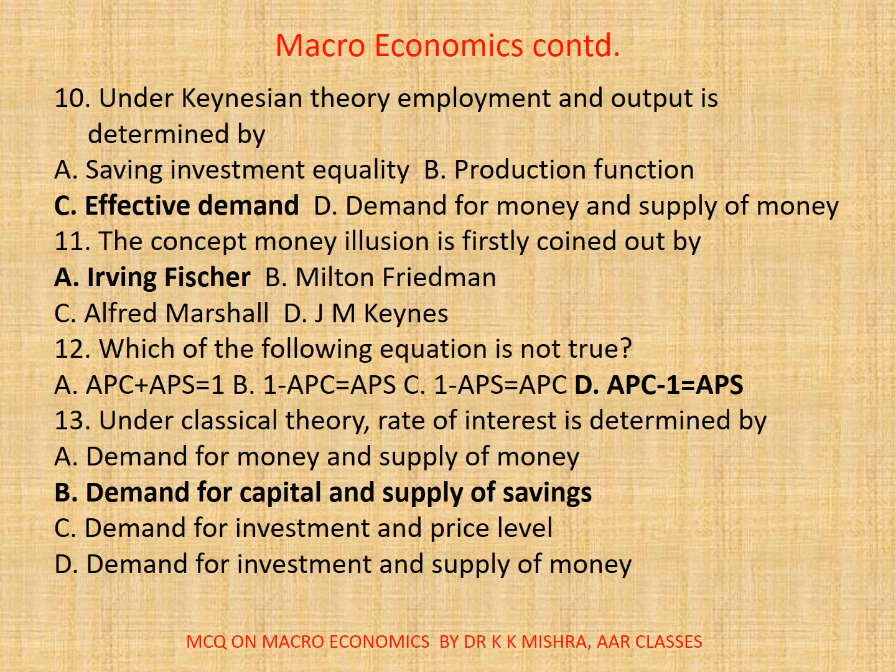10. Under Keynesian theory, employment and output is determined by: A. Saving investment equality, B. Production function, C. Effective demand, or D. Demand for money and supply of money. The correct option is C. Effective demand.